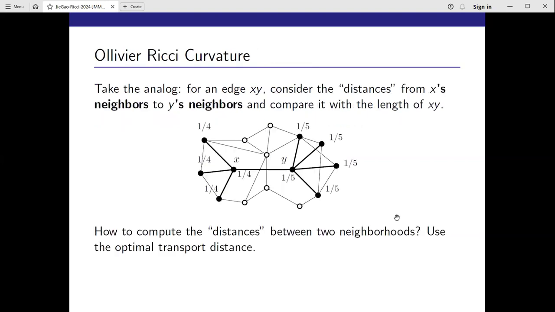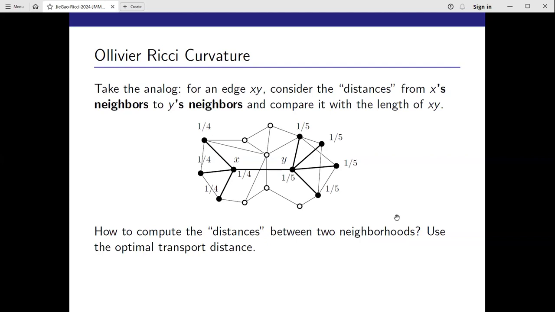The question is, can we extend this to a discrete setting? For example, if we have a graph, can we define curvature using a similar idea? This is the definition of Ollivier-Ricci curvature, which extends this notion to a graph setting. Let's think of x, y, and then consider the distance from x's neighbors to y's neighbors. We want to calculate the average distance of traveling from x's neighborhood to y's neighborhood, and compare this with the distance from x to y to see if it's larger, smaller, or stays the same.